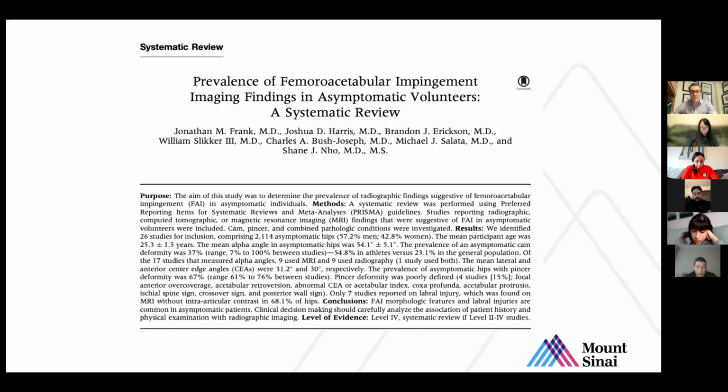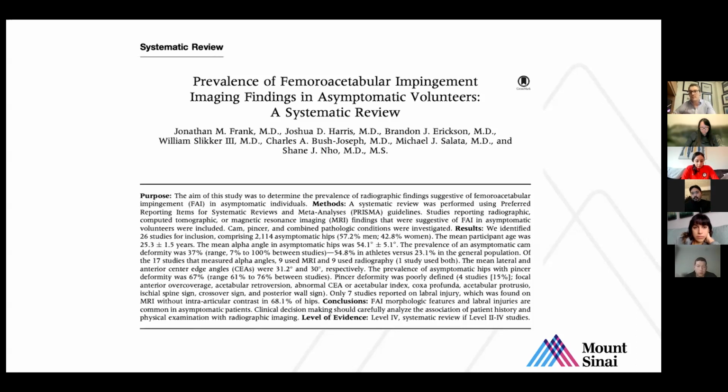So here's your prevalence of FAI, an asymptomatic volunteer systematic review by the team out of Rush. And so go down to the results section there, kind of get through it a bit. Second sentence, the mean participant age was 25 years old. Mean alpha angle is 54. So we usually use an alpha angle of roughly 55.